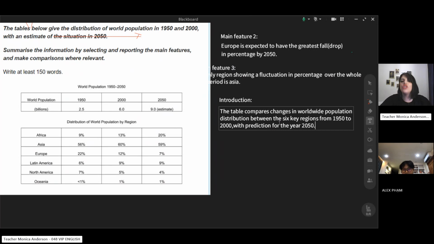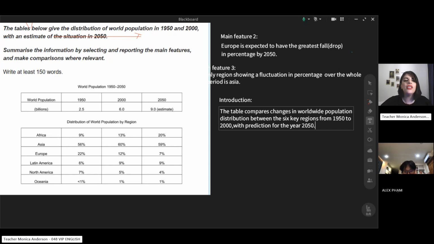Of course, we can change it. So the table compares, the table illustrates, shows, or demonstrates changes in the world population distribution between the 6 important, or key regions, key areas from this year to that year. And of course, you can say, for example, it expects the changes by the year 2050 or for the year 2050. So this way you can write it.